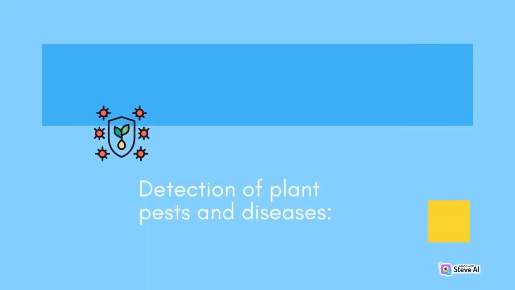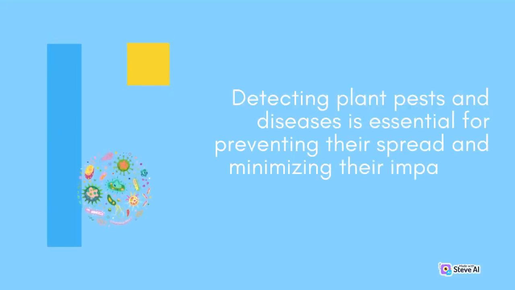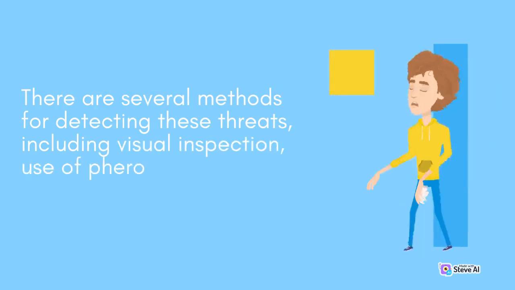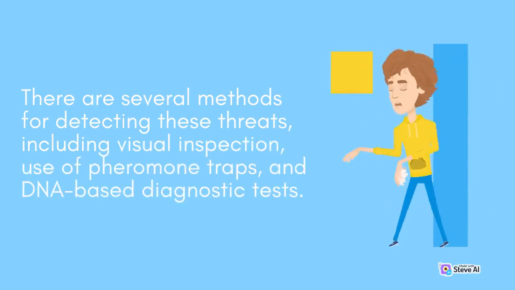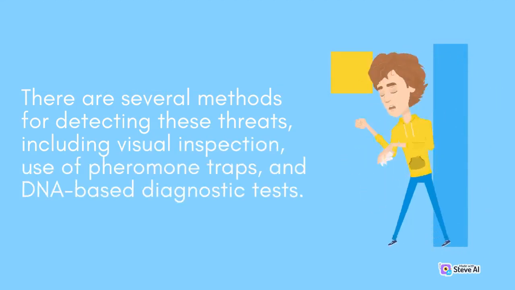Detection of plant pests and diseases. Detecting plant pests and diseases is essential for preventing their spread and minimizing their impact on crops. There are several methods for detecting these threats, including visual inspection, use of pheromone traps, and DNA-based diagnostic tests.